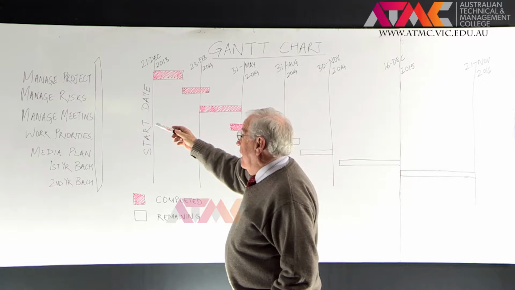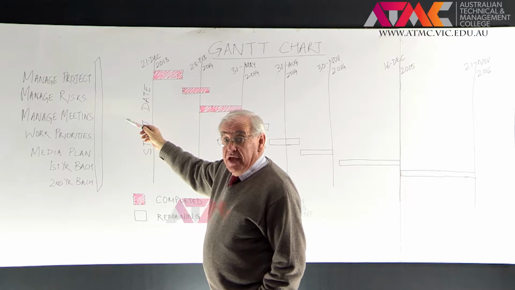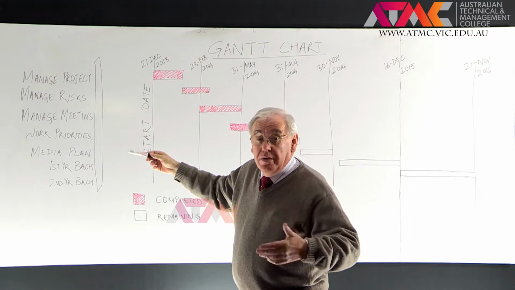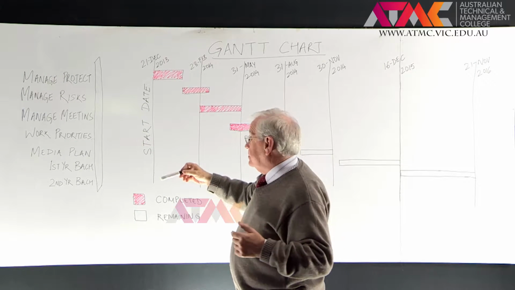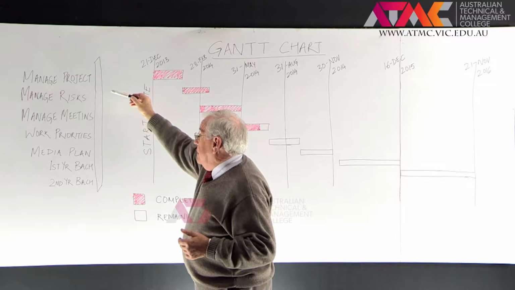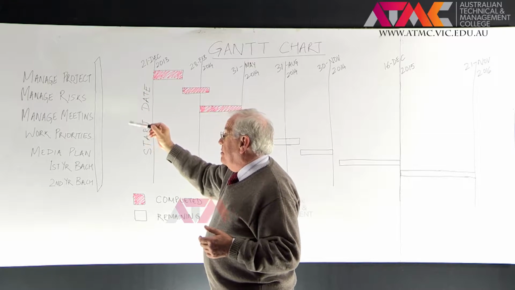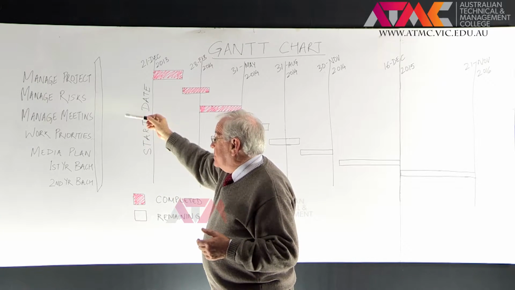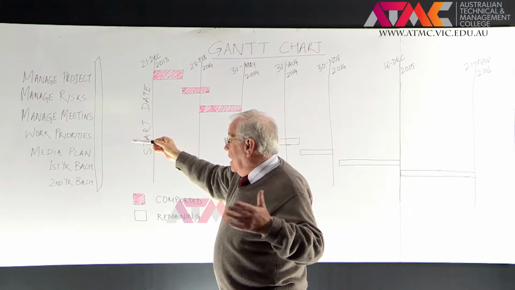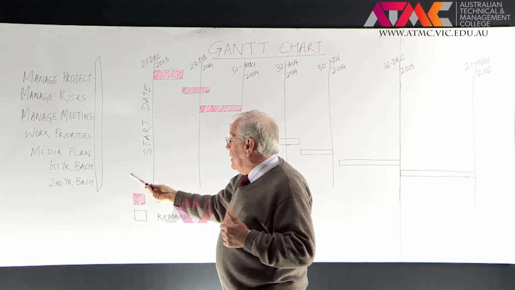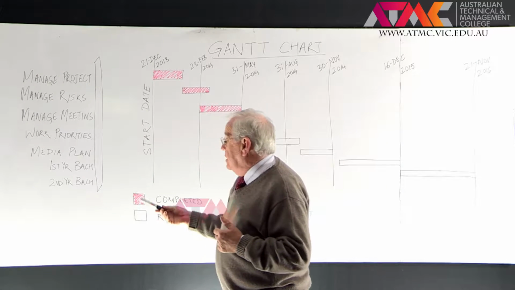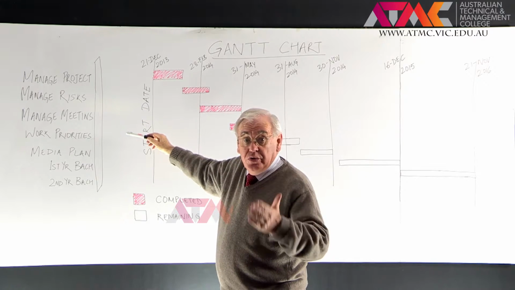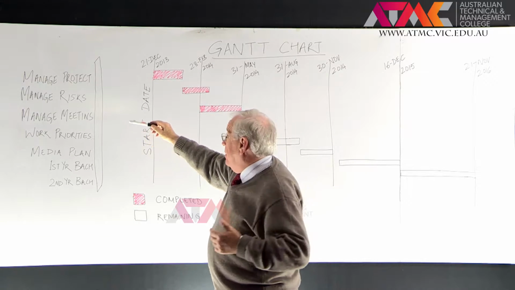What you can see here, we have the activity down on the left-hand side, and what we've done here is we've put in part of your diploma as an example. So we've got manage projects, manage risks, manage meetings, work priorities, your media plan, and there's a few more that we should add on there, but for this example, we'll just keep it at that. Then there's your first year bachelor and your second year bachelor. So they're the activities that you're going to do during your diploma.